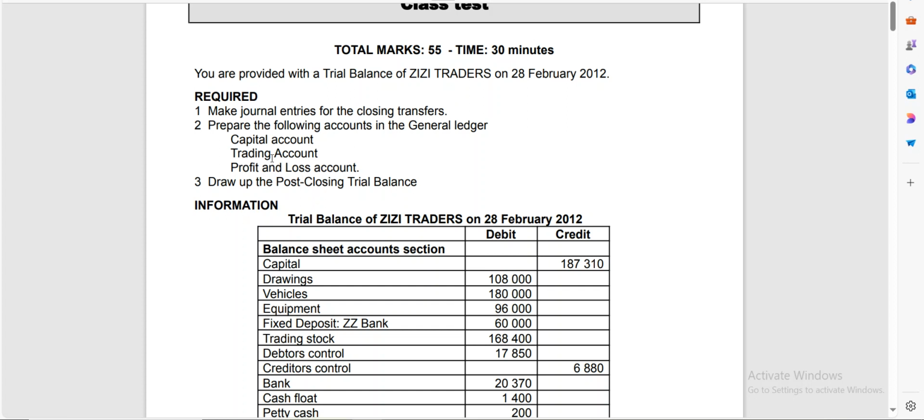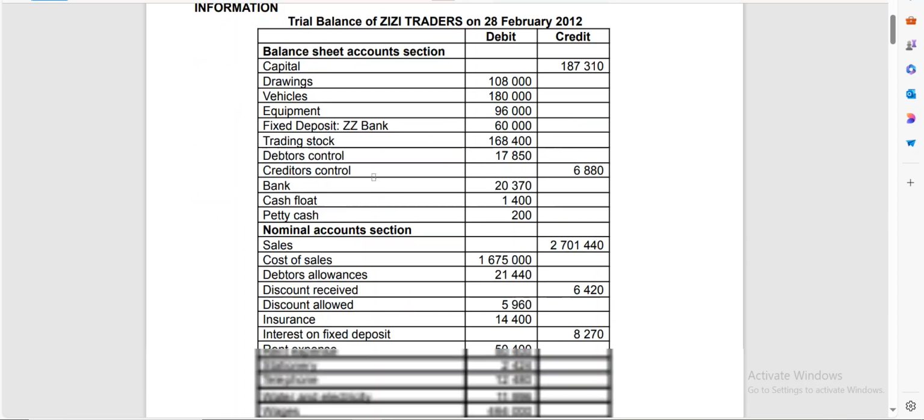Okay, now here we are given information and we are told that our year ends on 28 February 2012, which means that the beginning of our year will be the 1st of March 2011. Okay, and if you look at this, you don't have any adjustments. You just need to do the closing transfers.